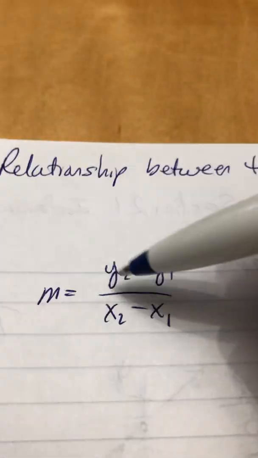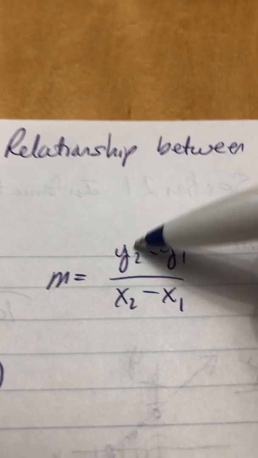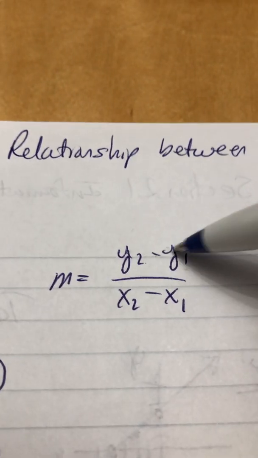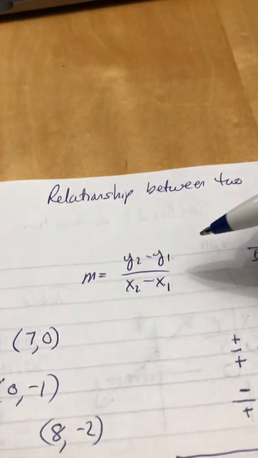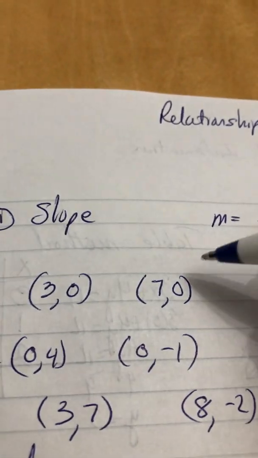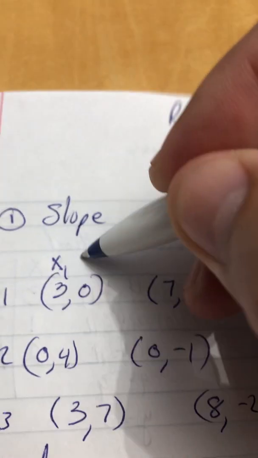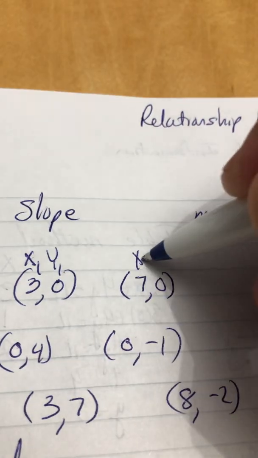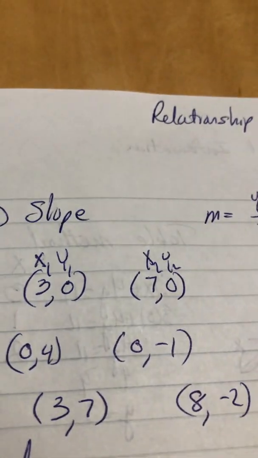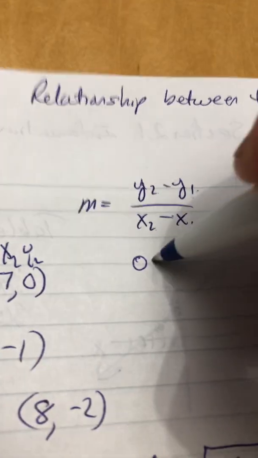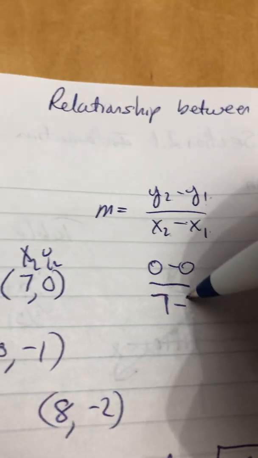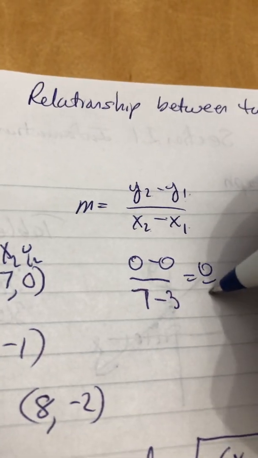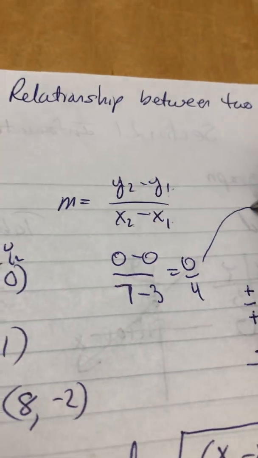And the slope formula, by the way, is y2 minus y1, so the y of the second point minus the y of the first point, over the x of the second point minus the x of the first point. So this is the x of the first point, this is the y of the first point, the x of the second point, and the y of the second point. And so by the formula, we're going to go 0 minus 0 over 7 minus 3. Well, that gives me 0 over 4. Well, that is a 0 slope.